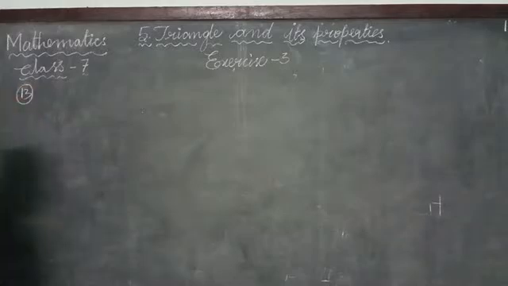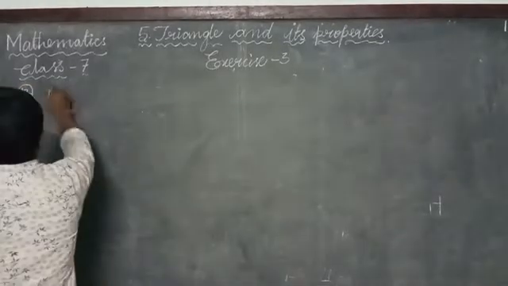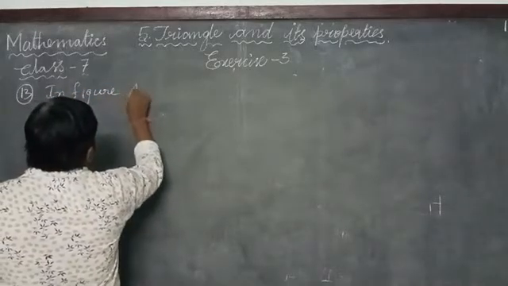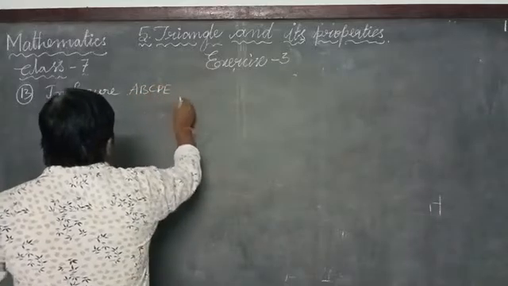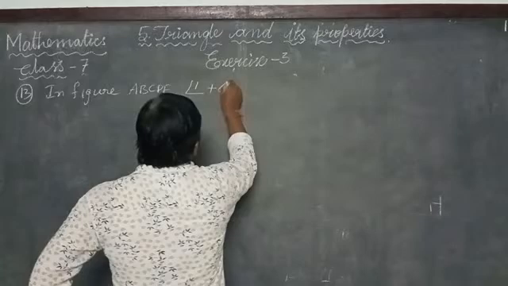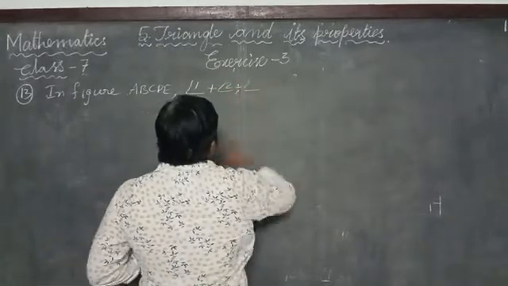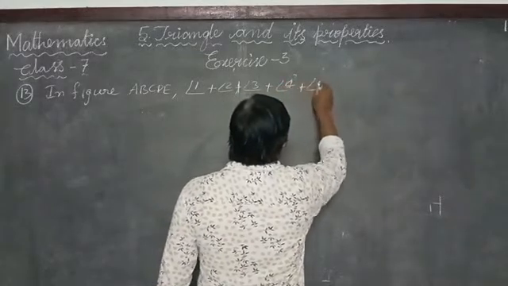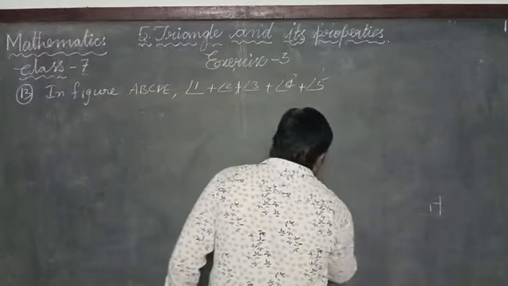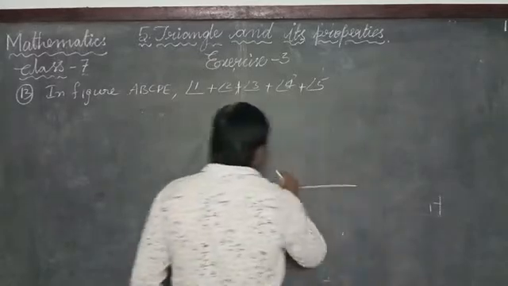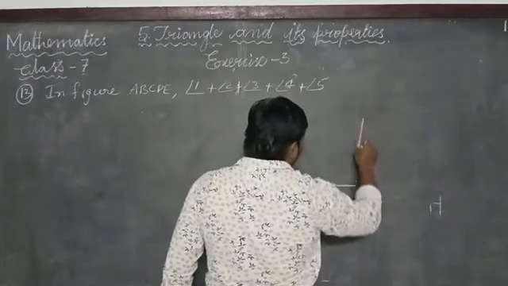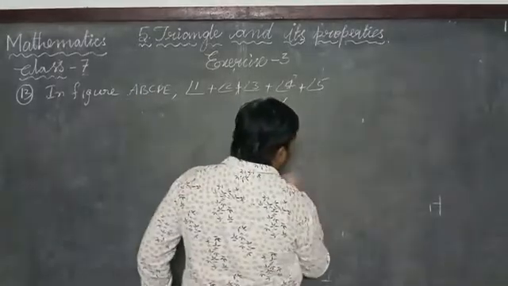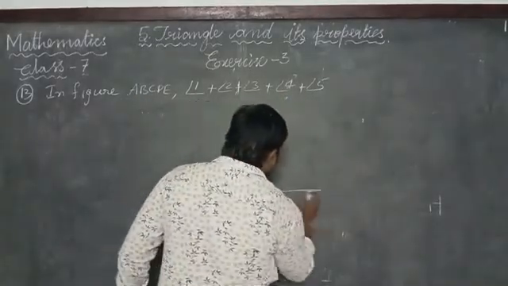The 13th problem is, in the figure ABCDE, find angle 1 plus angle 2 plus angle 3 plus angle 4 plus angle 5. The given figure is a pentagon, that is having 5 sides.